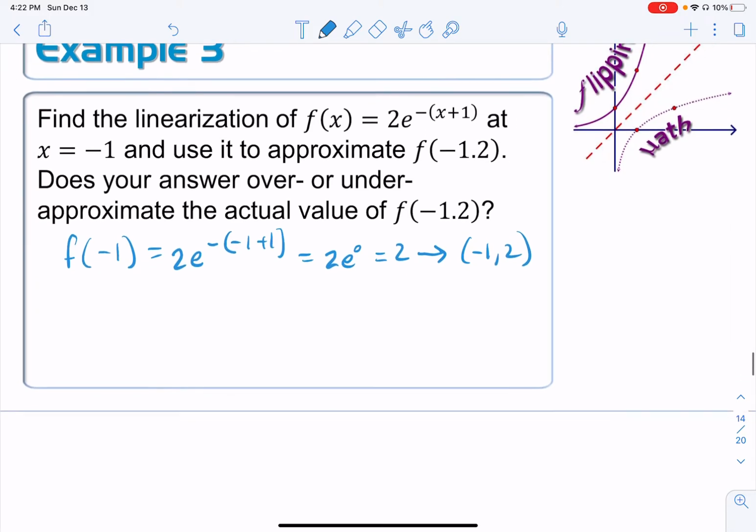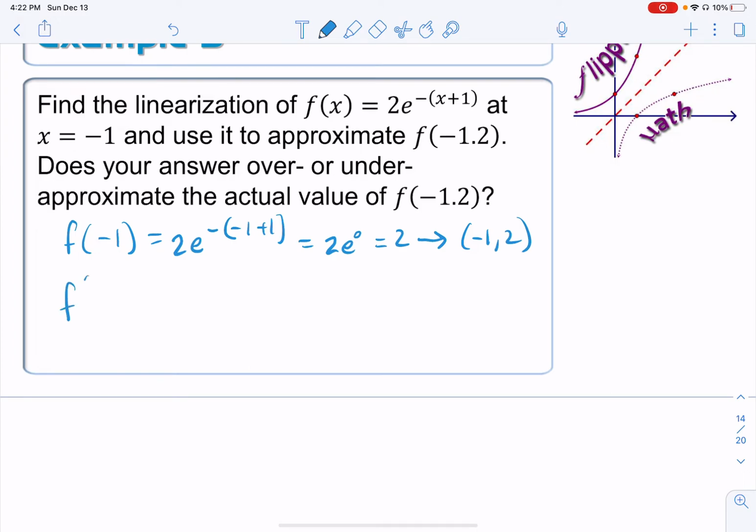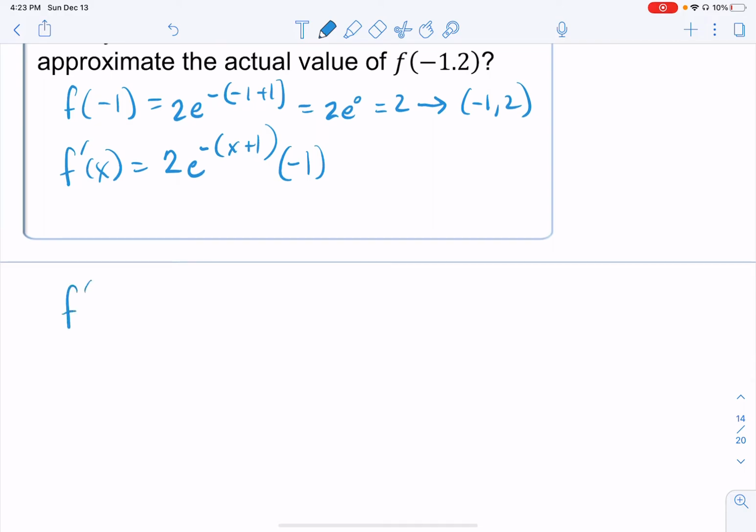To find our slope, we're going to have to find the derivative. F prime of x is equal to, well, any exponential is its own derivative, so this is 2e to the negative x plus 1 times the derivative of the interior function. So think of this as just this linear function here, which is negative x minus 1. Its derivative would be a negative 1. So times negative 1. Okay, so I just bring that negative on the outside here as f prime of x is equal to negative 2e to the negative x plus 1.